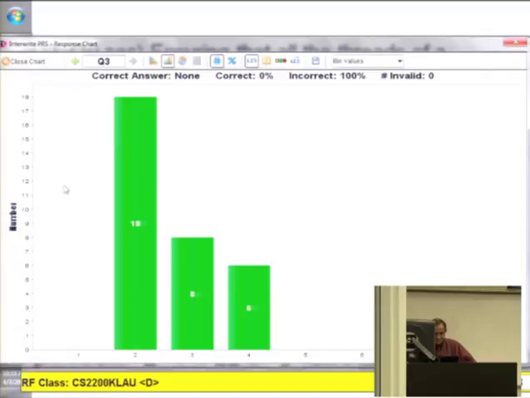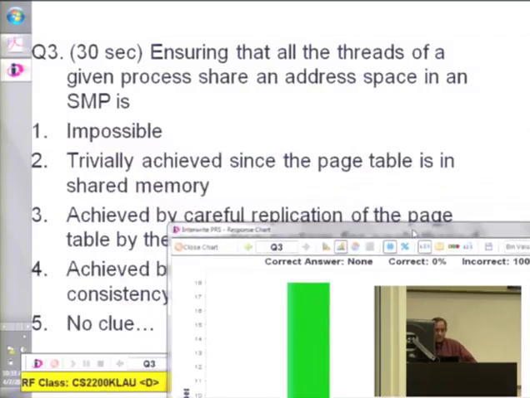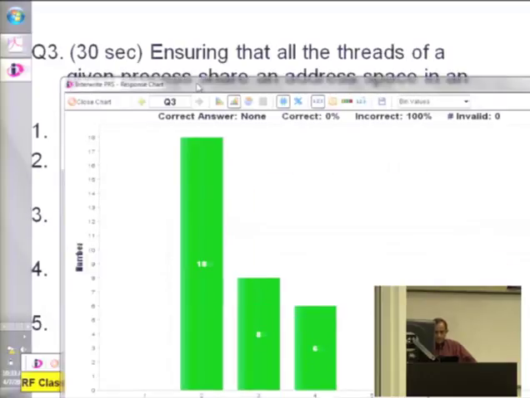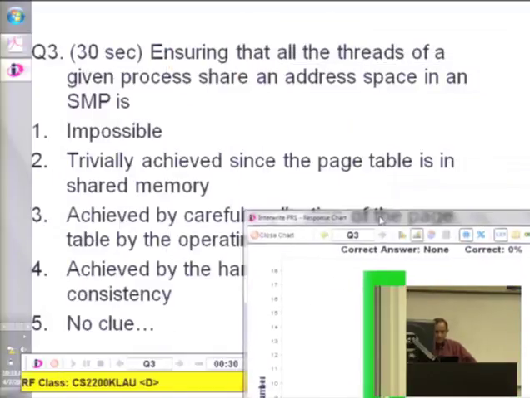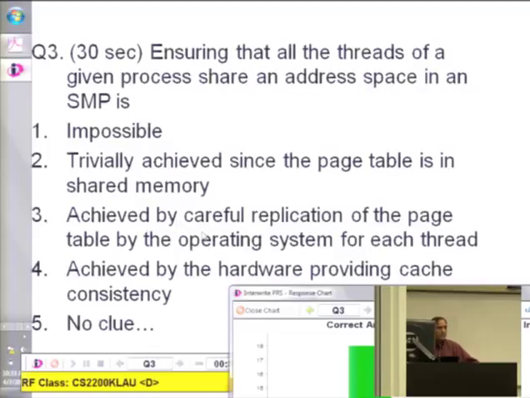All right, so that's good. Most of you have the right answer, because you've got shared memory, and since the page table is in shared memory, all the threads are going to see exactly the same page table. And so number 2 is the right answer. Everybody with me here on this? Okay. So 2 is the right answer. You don't have to replicate the page table, because it's for a single process with one page table, and it is in shared memory, so all the threads can see it.